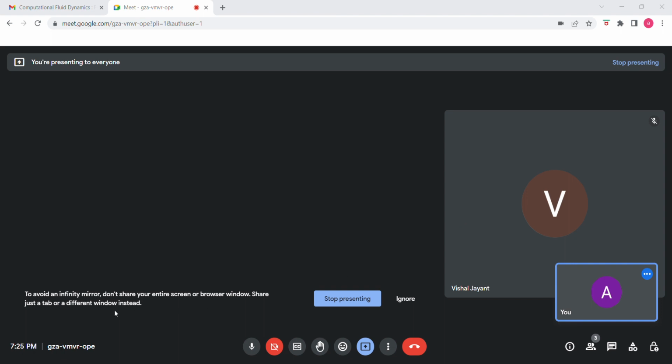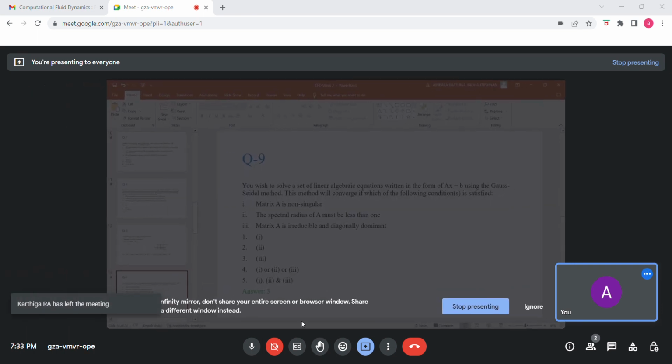In question 9, it is given that you wish to solve a set of linear algebraic equations written in the form Ax = b using the Gauss-Seidel method. This method will converge if which of the following conditions is satisfied? Matrix A is non-singular. Matrix A is irreducible. Spectral radius of A must be less than 1. And in option 3, matrix A is irreducible and diagonally dominant.